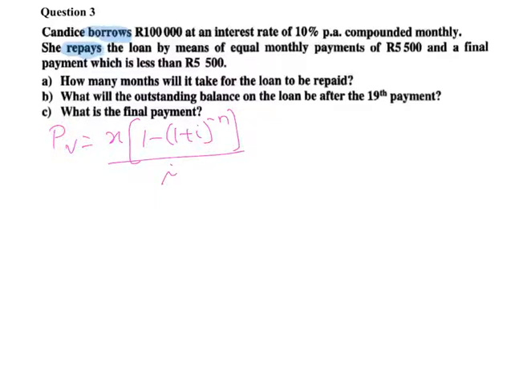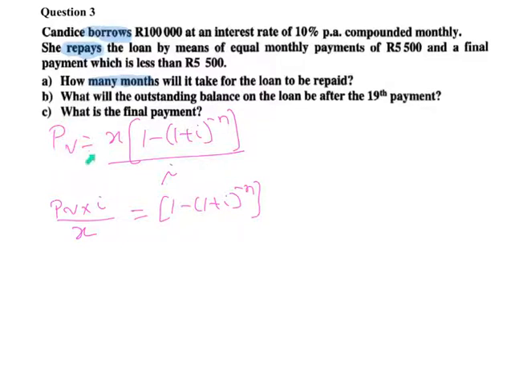That is to make n the subject of the formula, because the question is to calculate the number of months, right? Therefore, I must make n the subject of the formula. How do I do that? PV times i divided by x is equal to 1 minus 1 plus i to the power of negative n. I hope now you know what cross multiplication is.